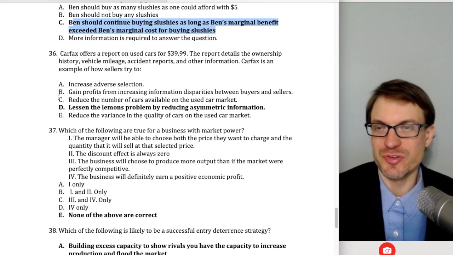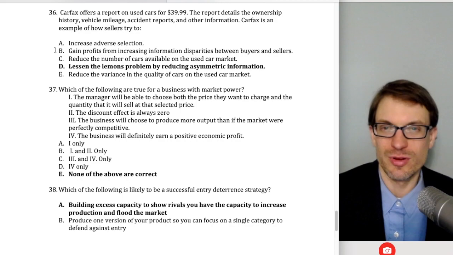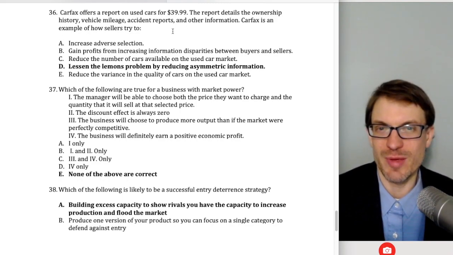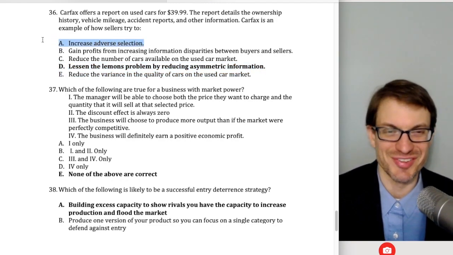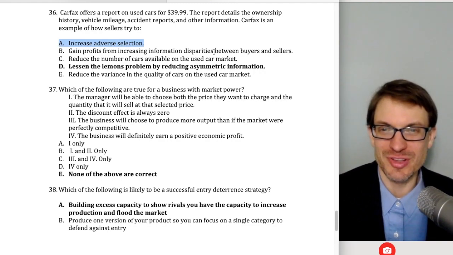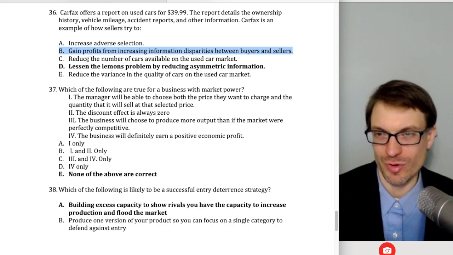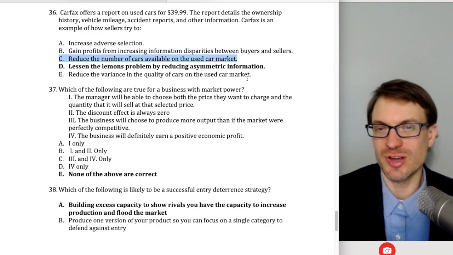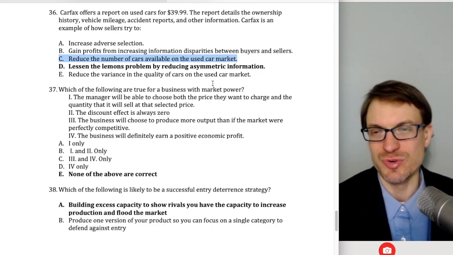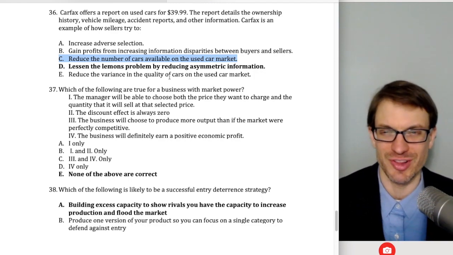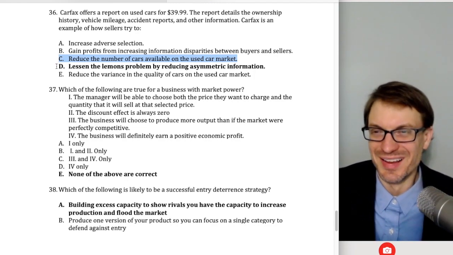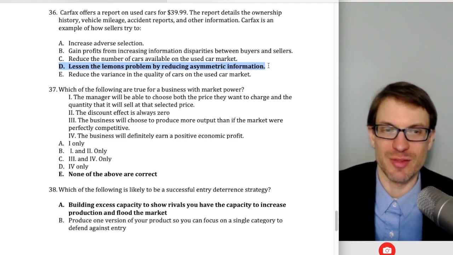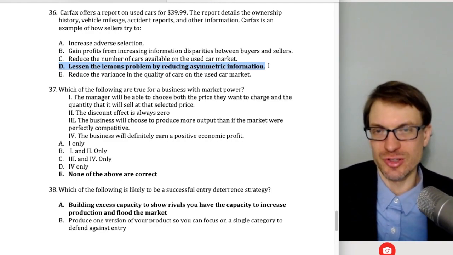All right. Carfax offers a report on used cars for $39.99. The report details ownership history, vehicle mileage, accident reports, and other information. Carfax is an example of how sellers try to lessen the lemons problem by reducing the asymmetric information, right? Don't want to increase adverse selection. That's bad. Gain profit from increasing information disparities between buyers and sellers? No, because this is restoring information. Reduce the number of cars available on the used car market? Nope. Reduce the variance in the quality of cars on the used car market? That's non-specific. You can reduce the variance in quality just by having the adverse selection problem do that. It just makes them all bad. So, lessen the lemons problem by reducing asymmetric information. Yeah, restoring information is one of our solutions to adverse selection.